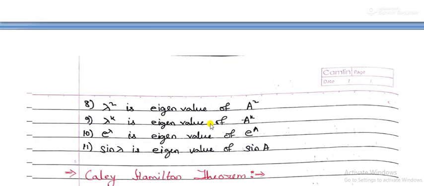Lambda square is an eigenvalue of A square. Lambda to the power k is an eigenvalue of A to the power k, whereas e to the power lambda is an eigenvalue of e to the power A, and sin lambda is an eigenvalue of sin A. Similarly, tan lambda is an eigenvalue of tan A. I hope you get the idea.